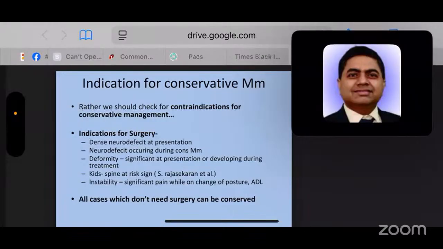Now, instability means the patient is having pain on getting up from bed, change of posture, standing, sitting, bending forward. All these movements in which the spine is under stress are painful and disabling. So if standing, sitting, walking is disabling because of pain which gets worse on change of posture, then it's indicative of clinical instability. This has to be correlated with X-rays and radiological instability, and then the patient should be offered surgery.